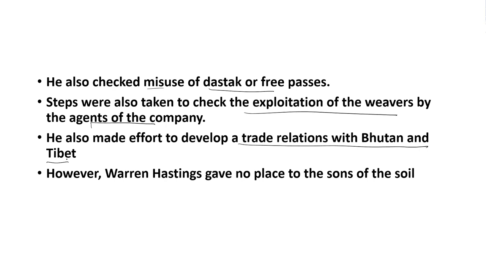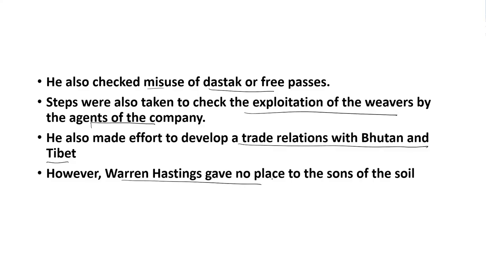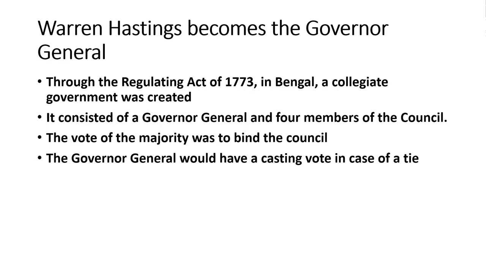He also came forward to develop trade relations with Bhutan and Tibet in order to amass wealth for the English East India Company. But one of the defects of the system introduced by Warren Hastings was that he did not give any place to the sons of the soil. All the higher posts began to be filled with the Indians. Now Warren Hastings becomes Governor General.